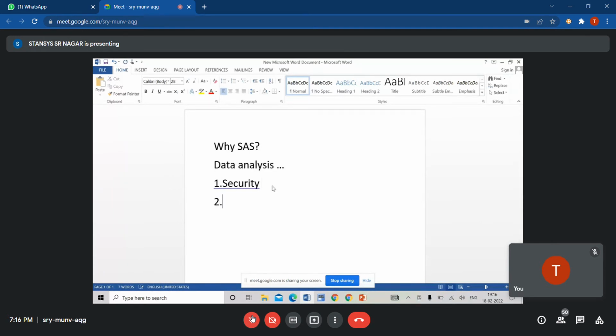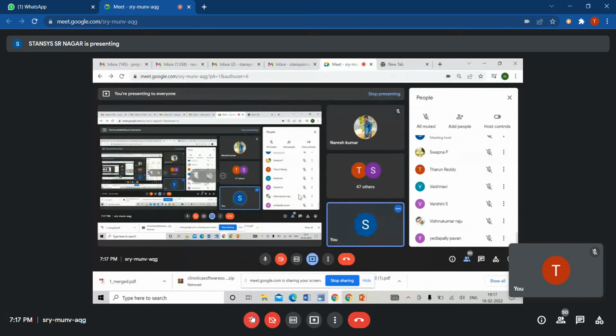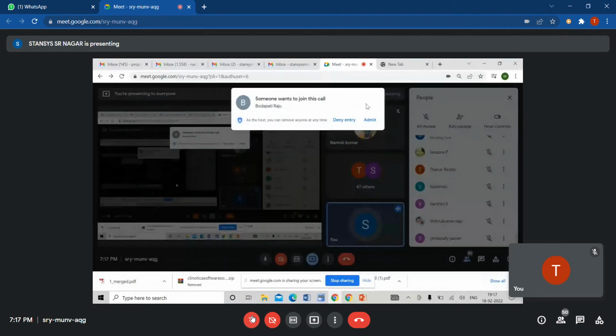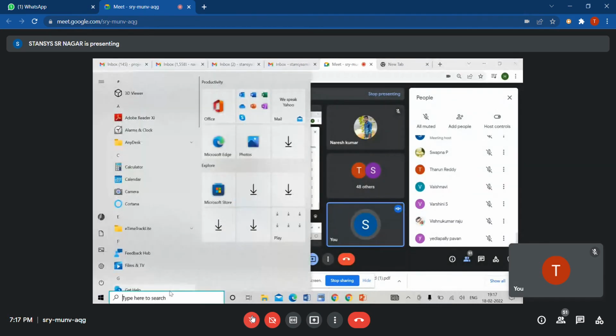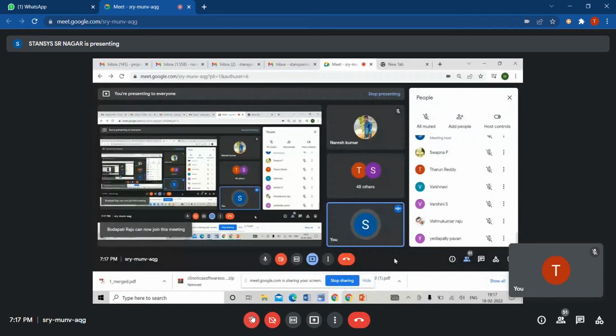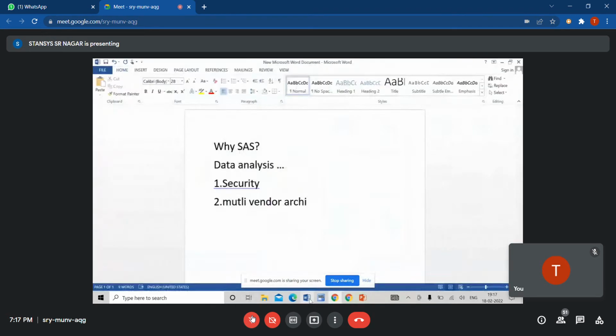And the second one is that SAS is called a multi-vendor architecture. Multi-vendor architecture means SAS can be used on any type of operating system, with respect to the hardware requirements. Operating system means like Windows OS, Windows 7, Windows 10, Windows XP. Okay, guys, these are called operating systems. That's why SAS is called a multi-vendor architecture.